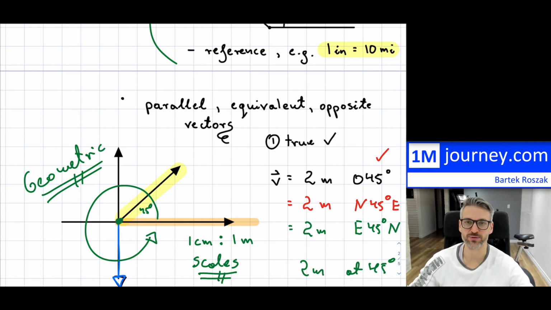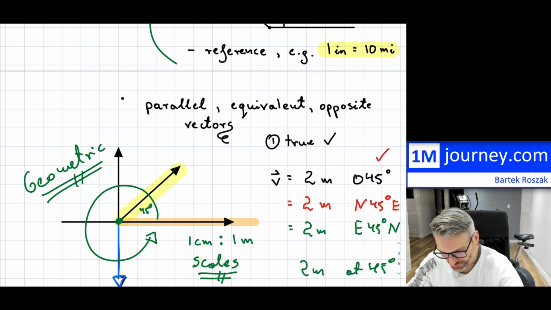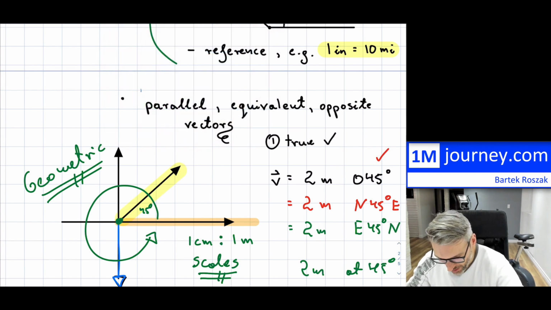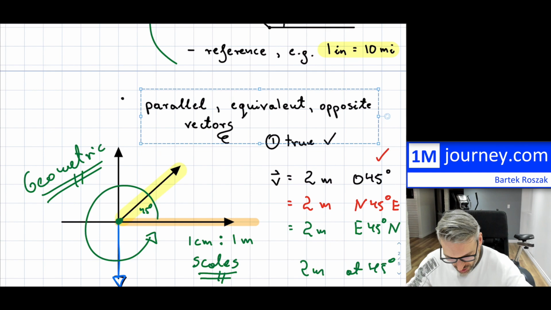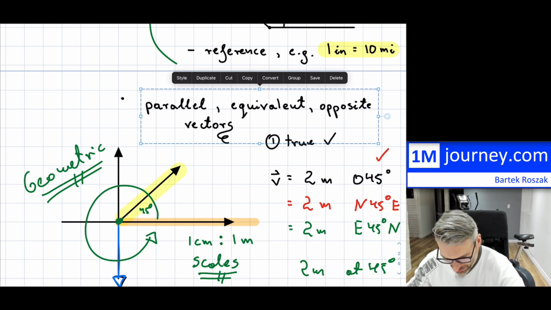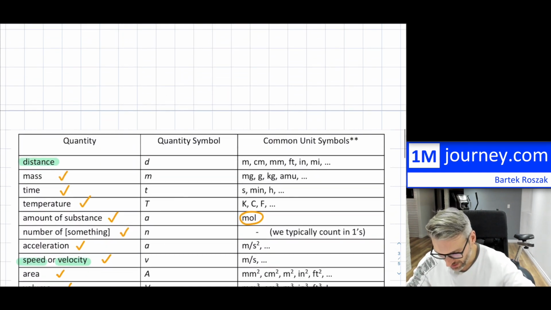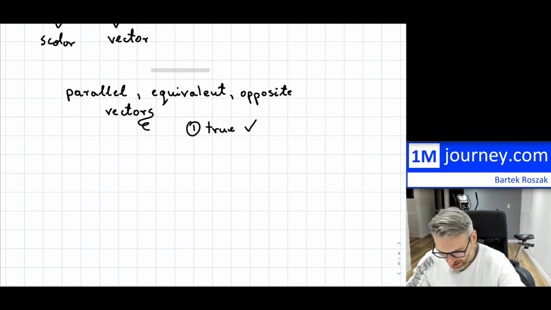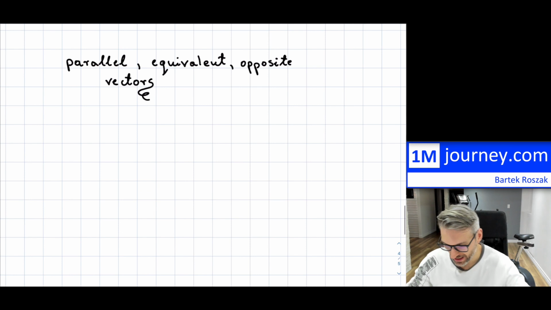Now, lastly, in order to finish this video, the final thing you should think about is this. I'm going to copy this down and talk about it as our last item in this introduction. So what are parallel, equivalent, and opposite vectors? Well, I hope that this all does make sense.